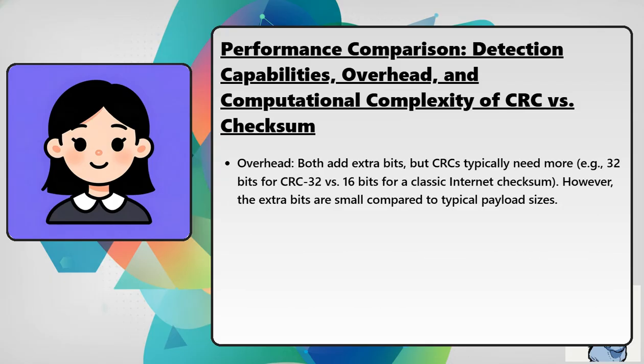This makes CRCs far more reliable. Overhead: both add extra bits, but CRCs typically need more, for example 32 bits for CRC32 versus 16 bits for a classic internet checksum. However, the extra bits are small compared to typical payload sizes.